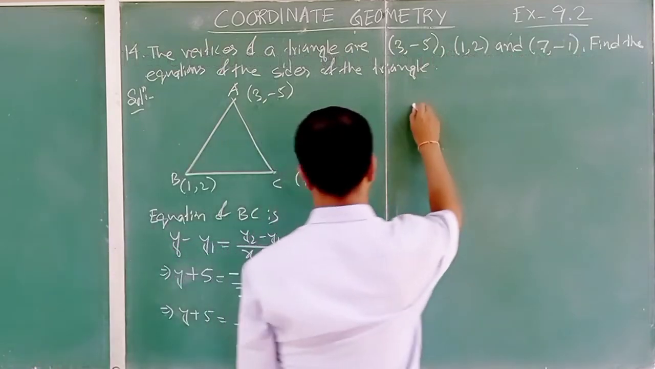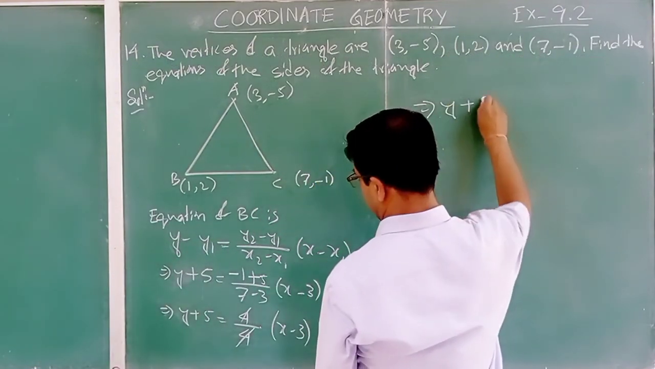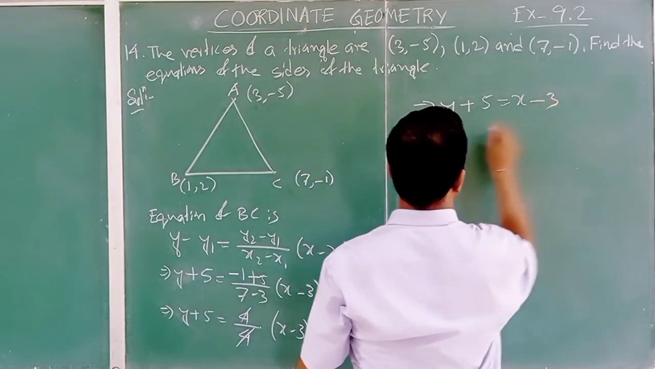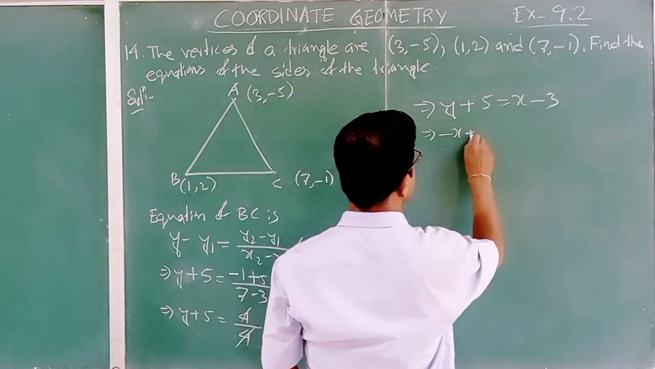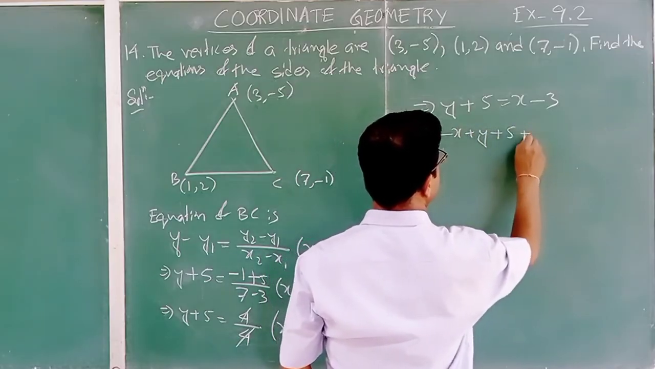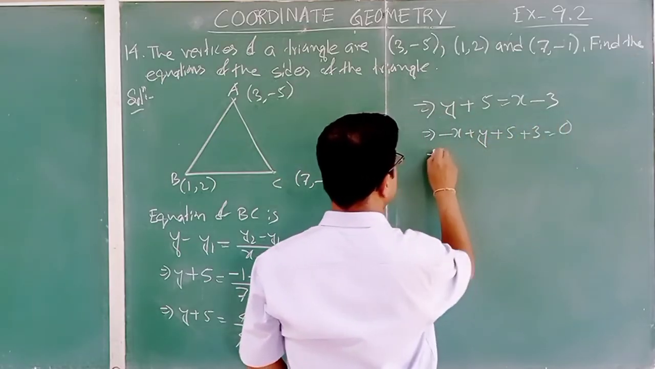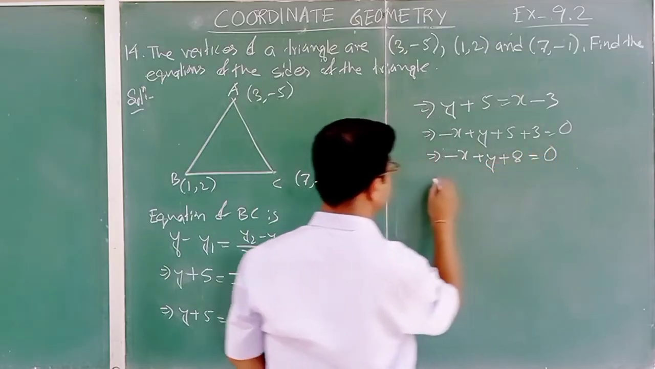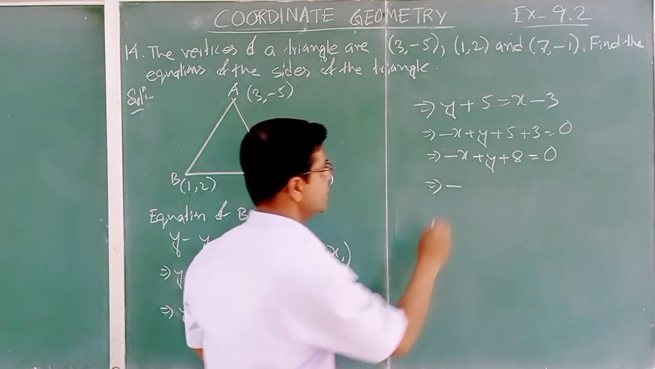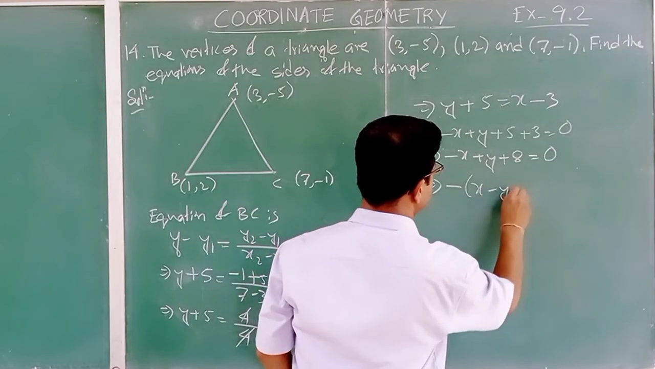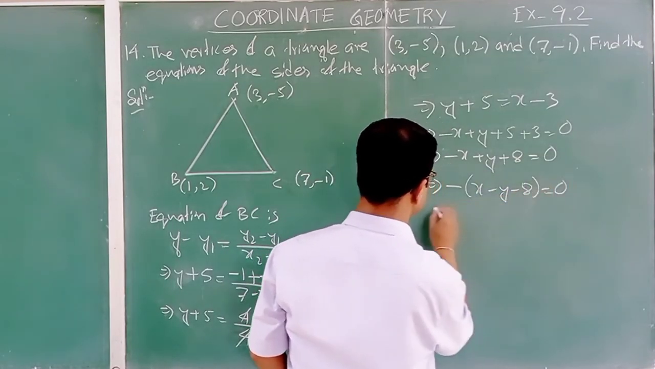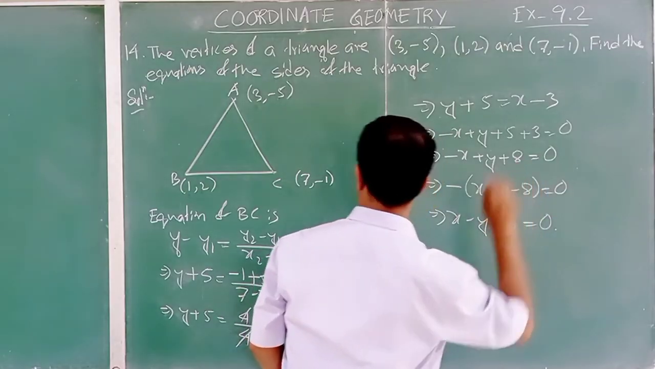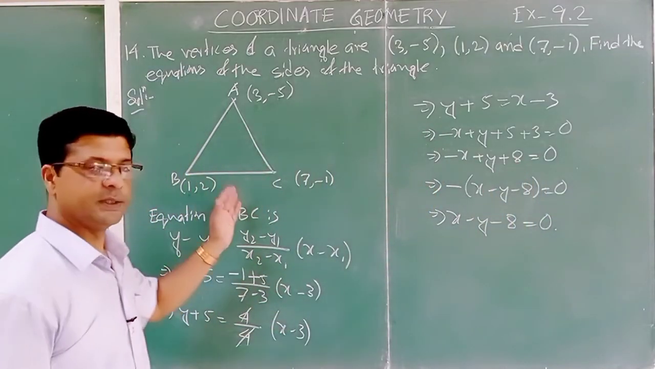So the equation is very simple now, isn't it? y plus 5 is equal to x minus 3. So this is minus x plus y plus 5 plus 3, minus x plus y plus 8 is equal to 0. Let us take minus common, so x minus y minus 8 is equal to 0. Thus we have found the equation of BC. Alright.